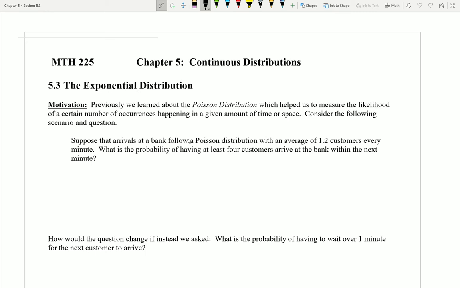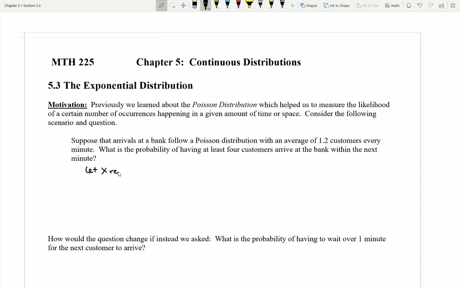We could ask the question, what is the probability of having at least 4 customers arrive at the bank within the next minute? You can see that we're asking a question similar to what this Poisson distribution can help us address. We're looking for a number of things that is going to happen, a number of customers that will arrive within a given amount of time or space. If I was working a question like this, I would start by identifying my random variable.